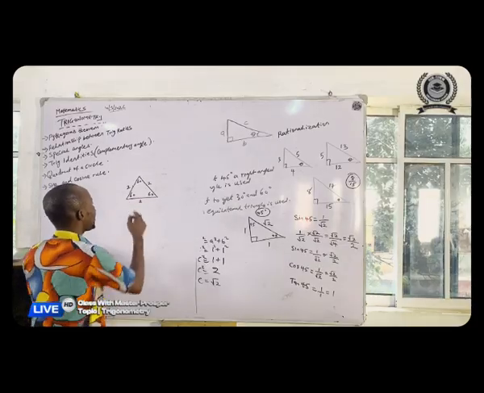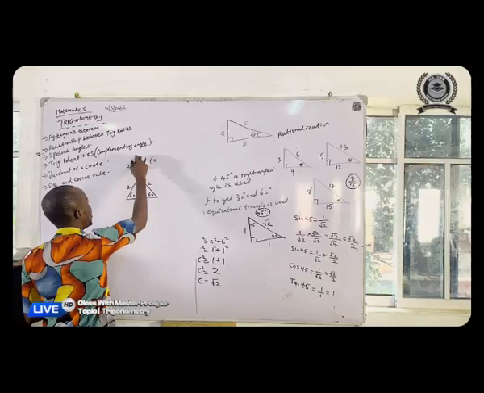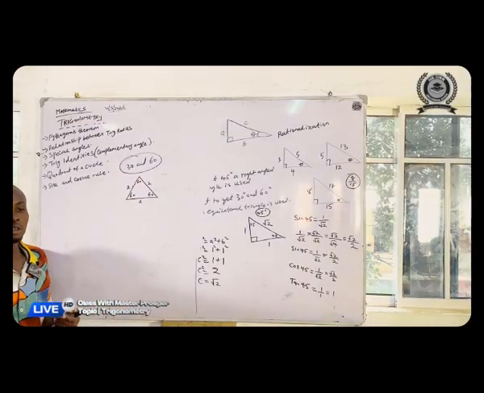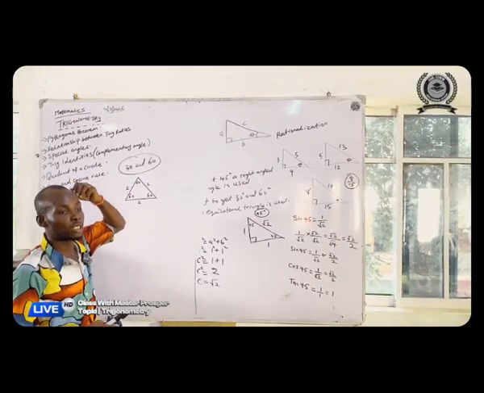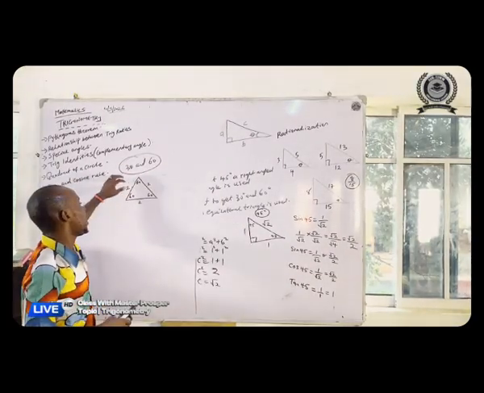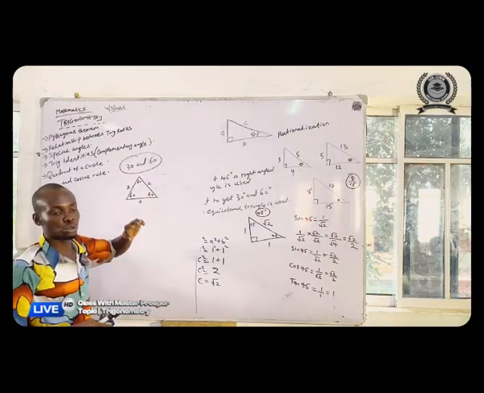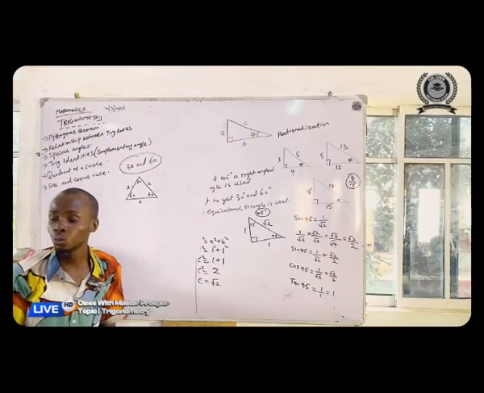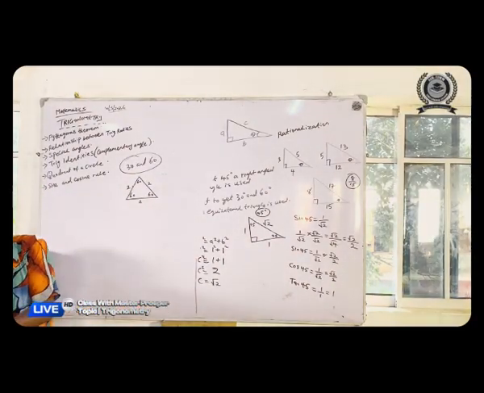Now, to get our angle 30 degrees and angle 60 degrees, an equilateral triangle is used. How do we make use of the equilateral triangle? All the sides are equal and all the angles are equal. We are now having that 60, 60, 60, and all the sides are 2, 2, 2. But they say that we should make use of an equilateral triangle to get angle 30 and 60.